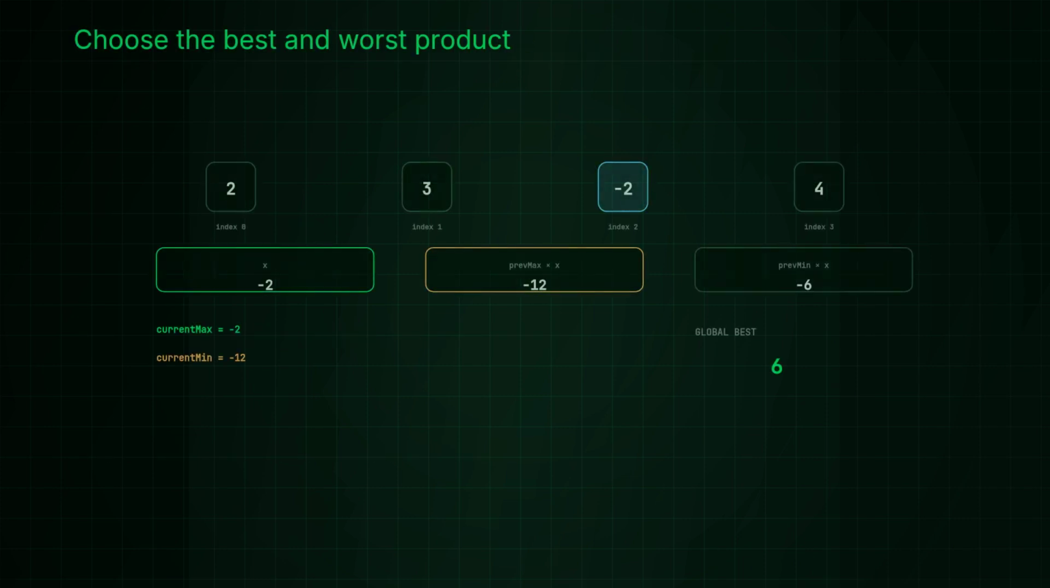At each index, compute 3 candidates for a product ending exactly here. First, start a new subarray using the current value by itself. Second, extend the previous maximum product. Third, extend the previous minimum product. This is the candidate that rescues us when another negative value appears.